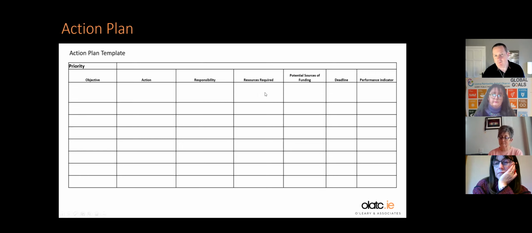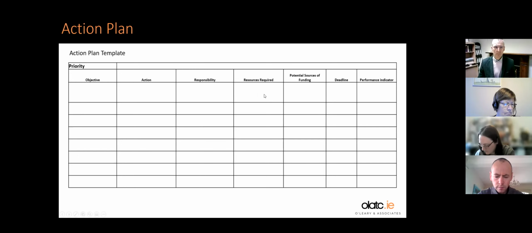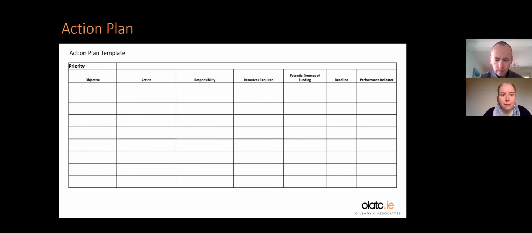If there's resources required, work out what the resources are. If it's only time and there's no budget assigned to it, that's fine. But if there's budget required, work out what that budget is. You might guess the budget. You might kind of work it out. You might know exactly what it's going to cost. You might make a few calls to see what it's going to cost.